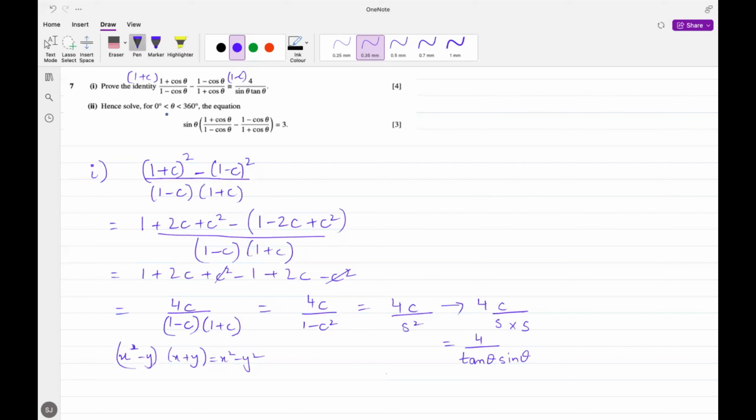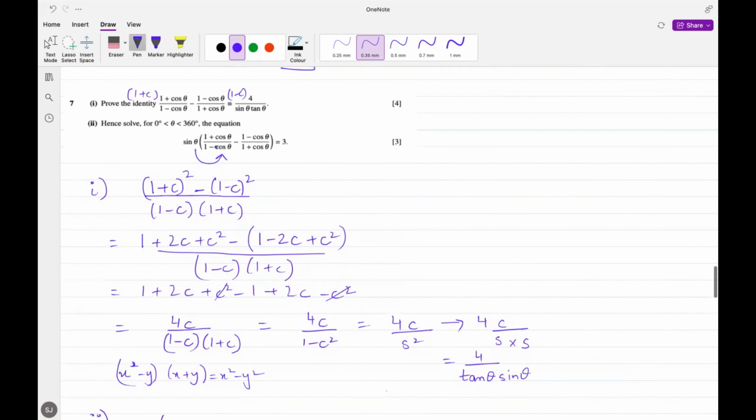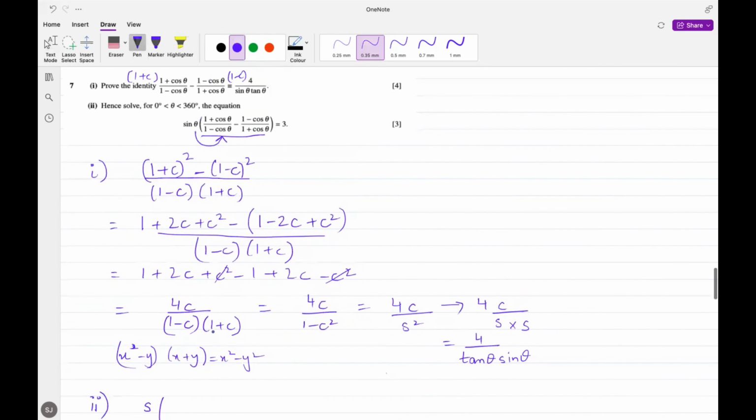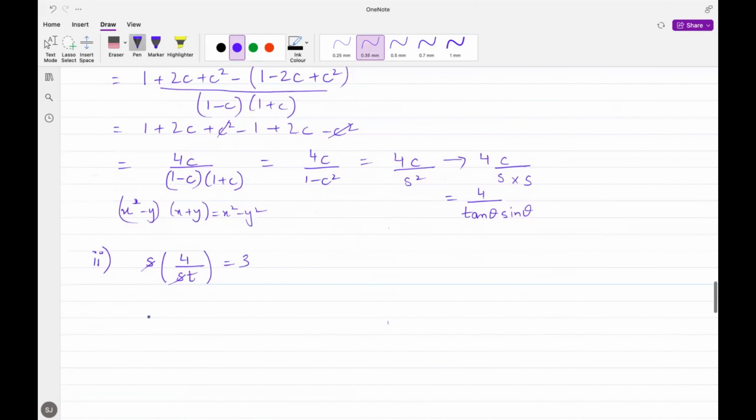In part 2, we have to solve the equation sine multiplied by the term that we had to prove the identity, and this equals 3. So in part 2, it is sine multiplied by, now we had proved that this whole bracket equals 4 upon sine tan. So in place of this, we will replace it with 4 upon sine tan, and this equals 3. Sine and sine will cancel. So tan theta will be equal to 4 upon 3.